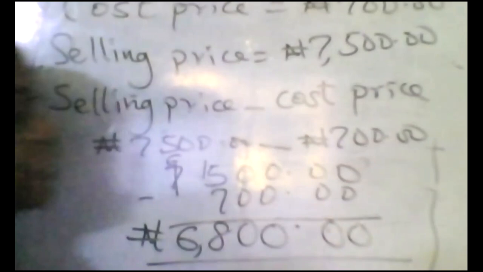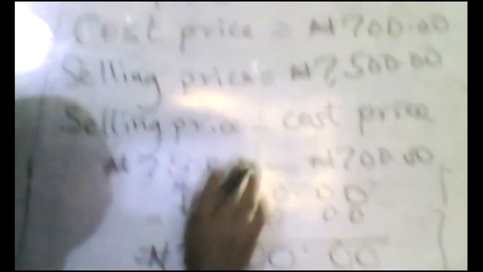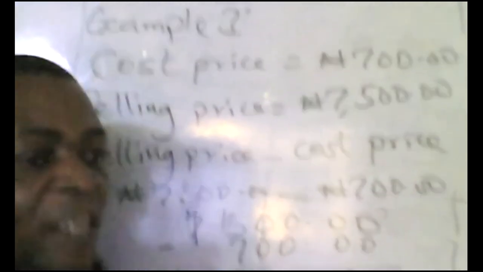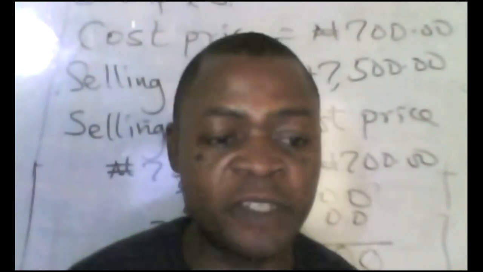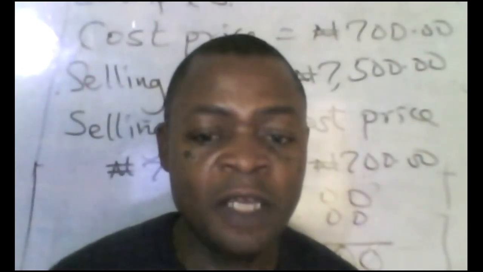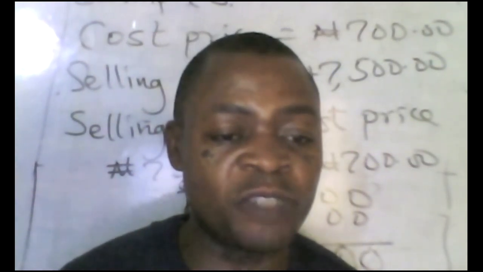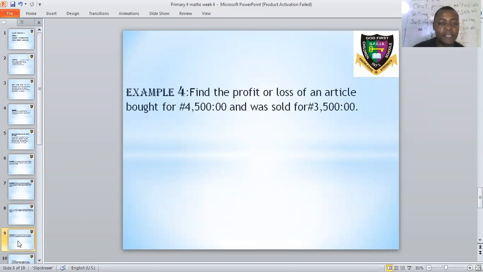In fact, the man made a lot of profit on that article, because here the selling price is greater than the cost price. So when the selling price is more than the cost price, you tend to make a profit. Don't forget what I'll be teaching you today. I'll make sure that you revise your notes very well and play the video over and over again for better understanding.